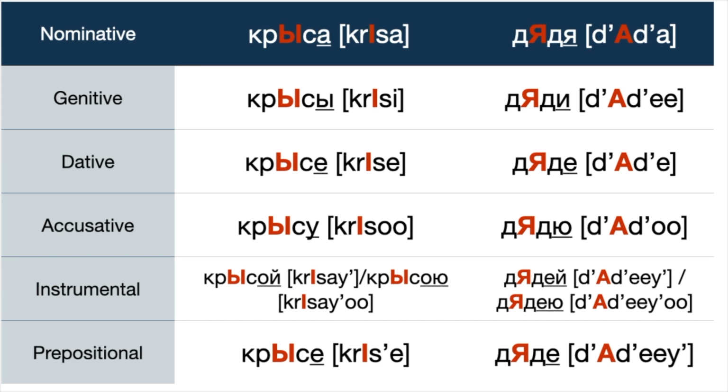Now let's have a look at the second column. Here the word ends in я. Nominative, дядя. Genitive, дяди. Dative, дяде. Accusative, дядю. Instrumental. Here there are also 2 possible endings. Дядей or дядею. Prepositional, дяди. As you see, to choose proper case forms of a word, you need to pay attention to the gender, number, and the ending of the dictionary form of this word.